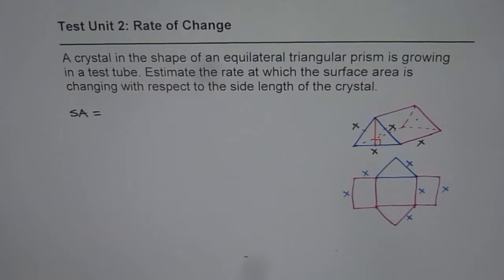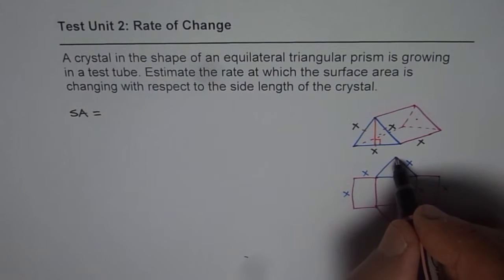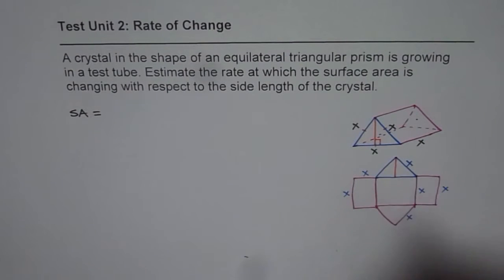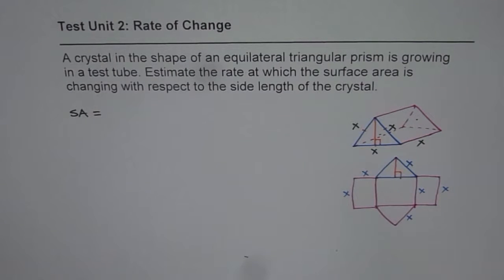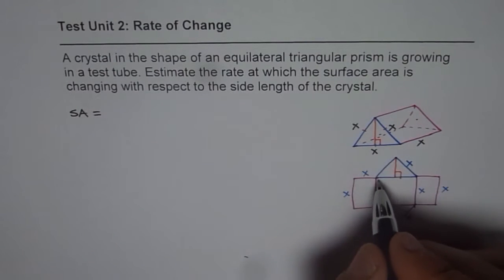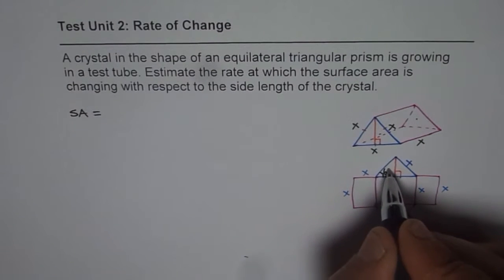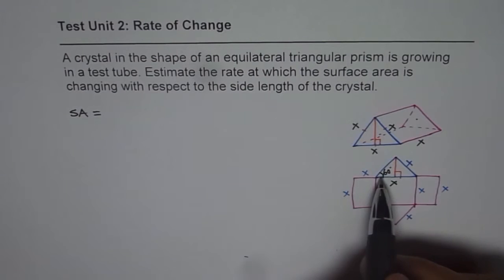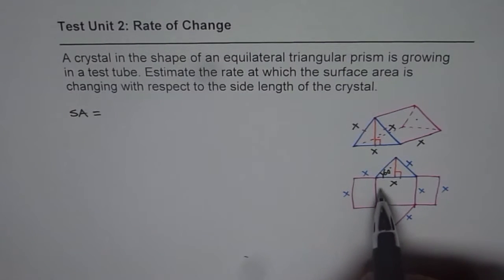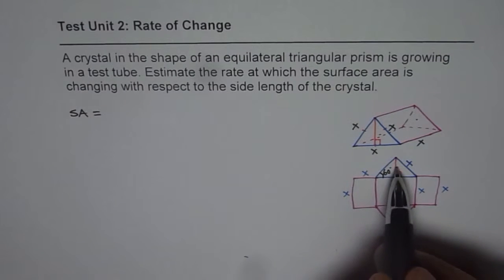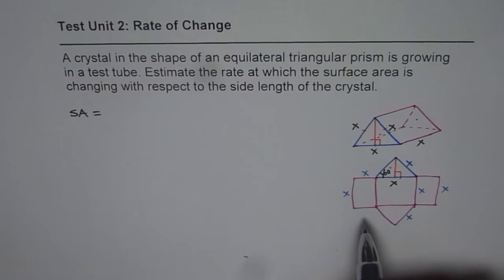Fine. What is the area of the triangle? The area of the triangle is half base into height. So the whole thing is to find the height, and I think that is where things go wrong. Base, we know it is x. Now this angle is 60 degrees. So we can use a lot of properties to find height. What is a 60, 30, 90 triangle? Right? That shows you this height should be square root 3 over 2.